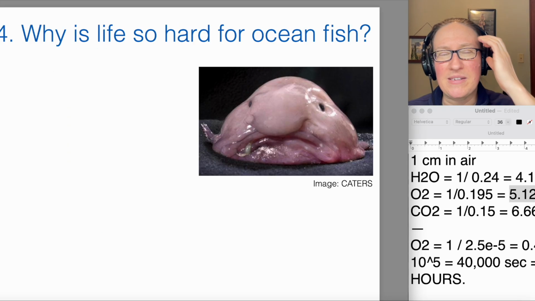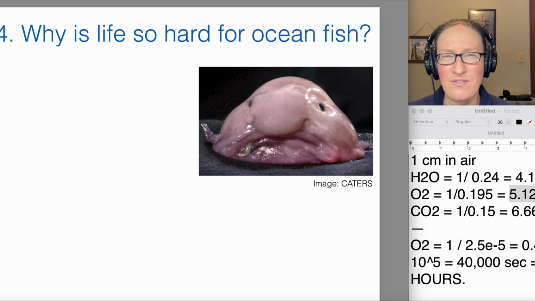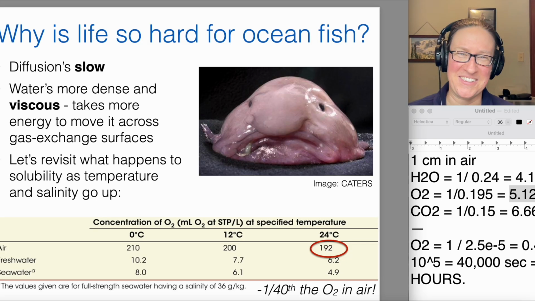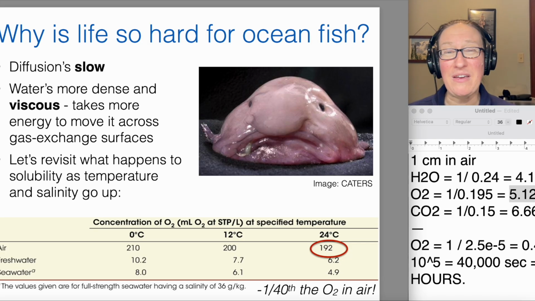So let's wrap up this topic just by talking about why life is especially hard for ocean fish. And I love this picture of this ocean blobfish. I think when they're swimming around, they don't look quite as sad, but it does a very good job of looking sad here. So life is hard for ocean fish, first and foremost, because the diffusion rate of gases is very slow, right, as we saw down here in ocean water. So that's kind of strike one against life for ocean fish.